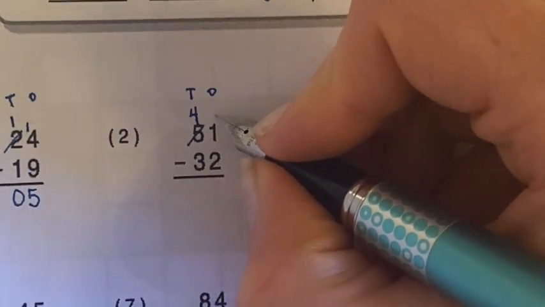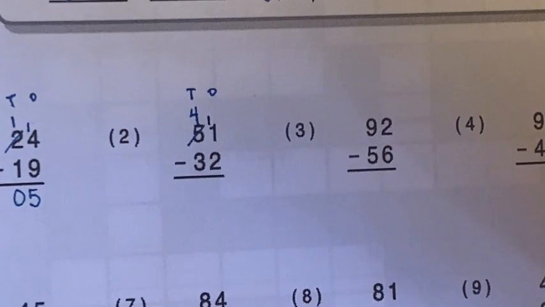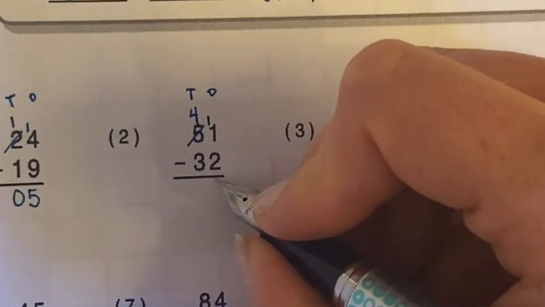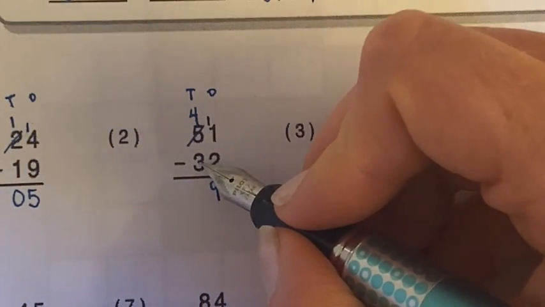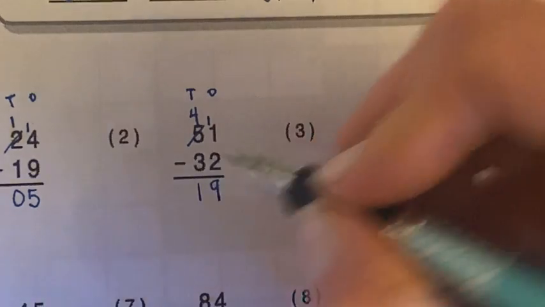And I take a 10 over here. Now I have 11 1s. 11 subtract 2 is 9. Then 4 subtract 3 is 1. 4 10s subtract 3 10s is 1.